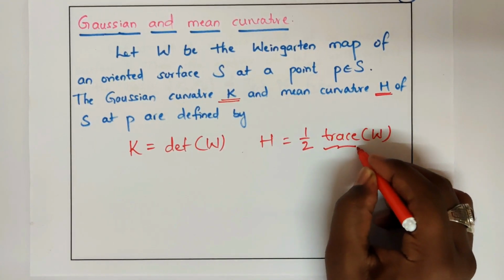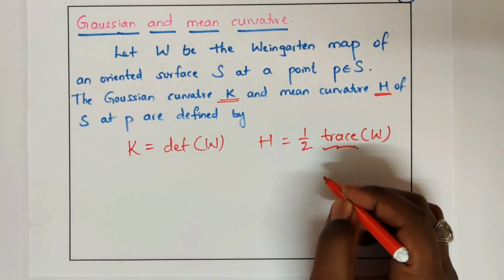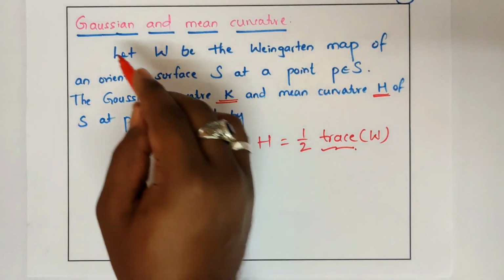We already know what the trace is. Trace is nothing but the sum of the diagonal entries. So this is the definition of the Gaussian and the mean curvature. The determinant and the trace of the linear transformation are actually the determinant and the trace of the matrix that corresponds to the linear transformation. With respect to any of the bases, for a given linear transformation, we can find the matrix. For that particular matrix, in this case we can call it the Weingarten matrix, we will find the determinant and the trace, which will give us the Gaussian and the mean curvature.